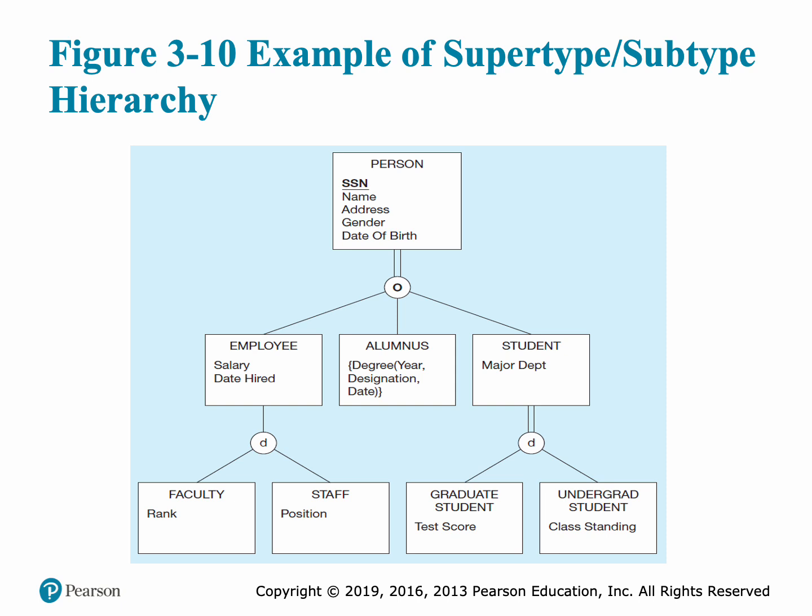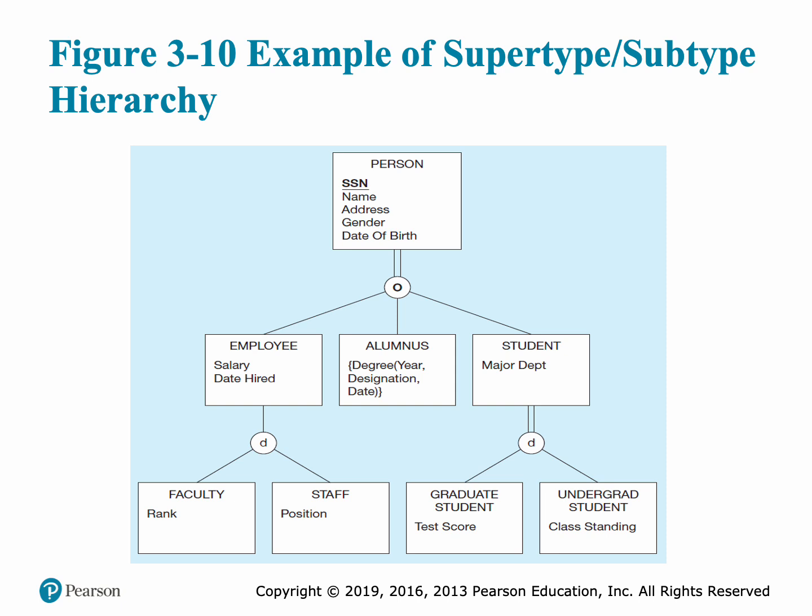Supertype and subtype hierarchies can be as deep as we want them to be. Here we see that faculty is a type of employee, which is a type of person. Question: note that a person must be either an employee, alumnus, or student. Is it possible for a person to be both an employee and a student? Why or why not? The answer is yes, because of the overlap rule.